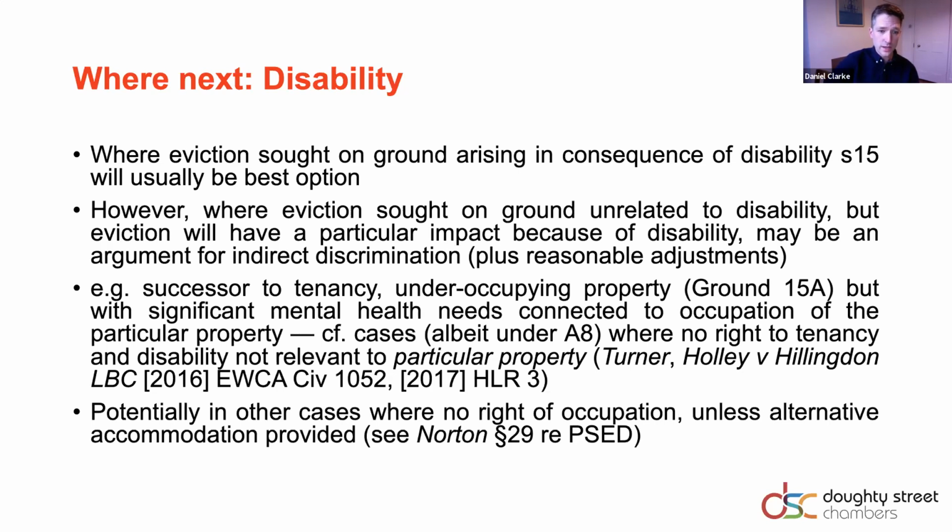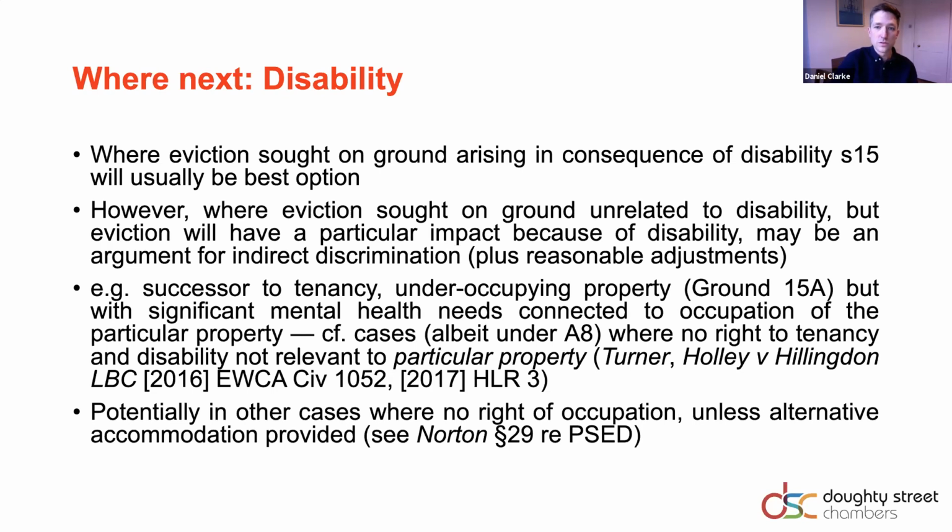But for example, one case that I had was a successor, a young woman who succeeded to her mother's tenancy, and she was under-occupying the property. So the local authority had a ground for possession under Ground 15A, where they could provide alternative accommodation which she wouldn't be under-occupying, and she'd have to give up the property to which she'd succeeded. In that case, the tenant had very significant mental health needs, and crucially, those needs were connected to the occupation of the particular property. There was a psychiatric report which had diagnosed her with an attachment disorder, which meant that she experienced the attachment to that particular property where she lived with her mother much more strongly than somebody who didn't have an attachment disorder.